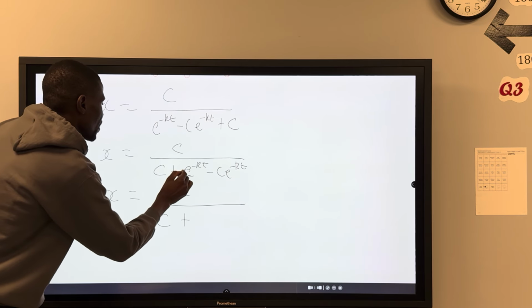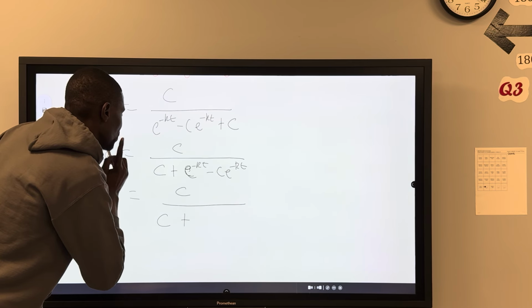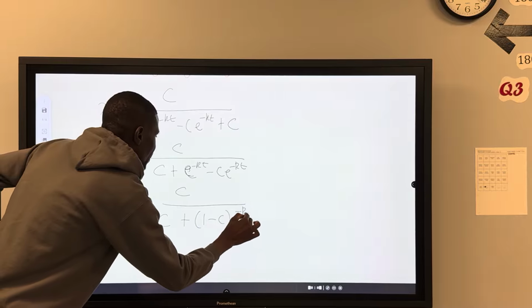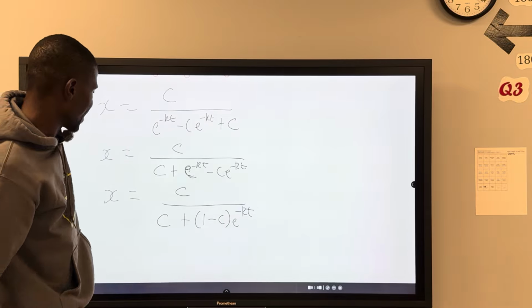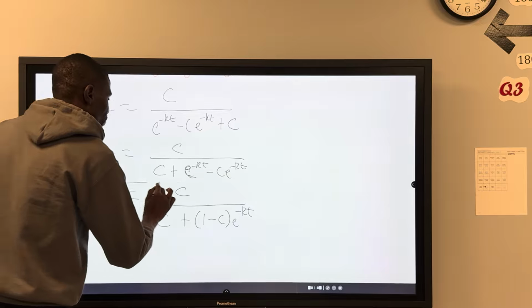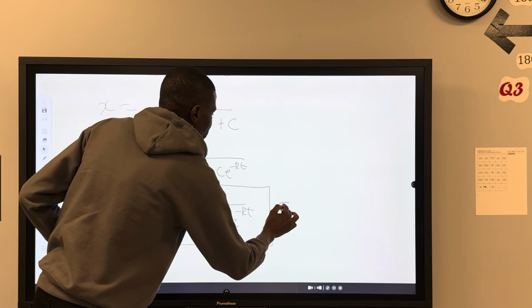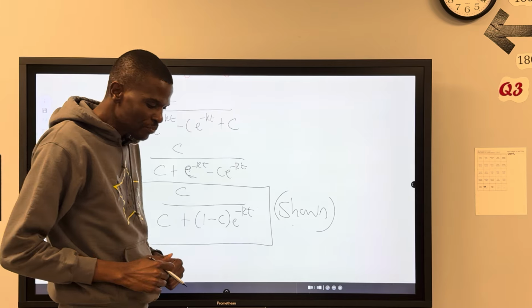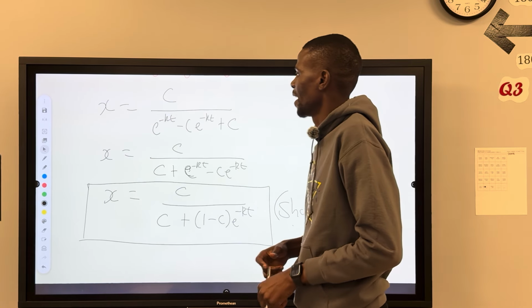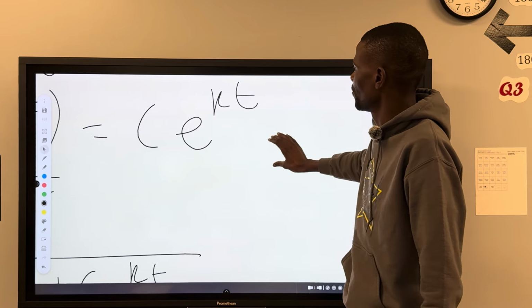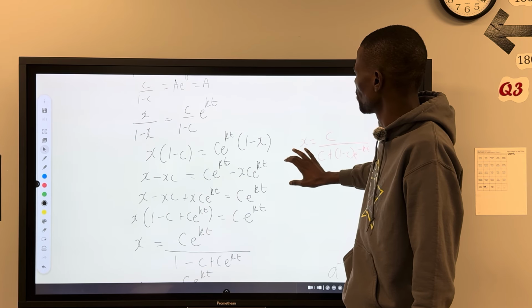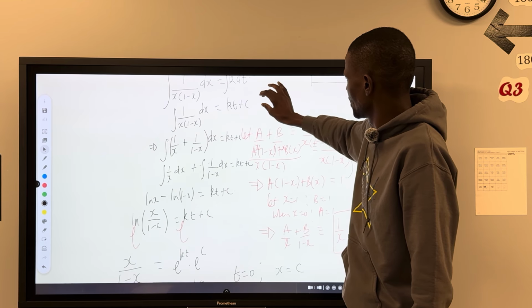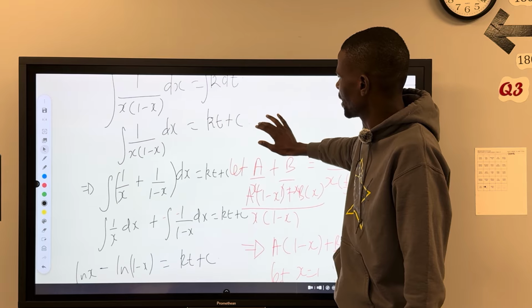All right, so at this point, I am going to take out this. So when I take out the e to the negative kt, I will remain with this, which is exactly what we wanted to show. All right, so guys, with this problem, you needed to play around with rules of exponents. Remember, we started off with this function here.